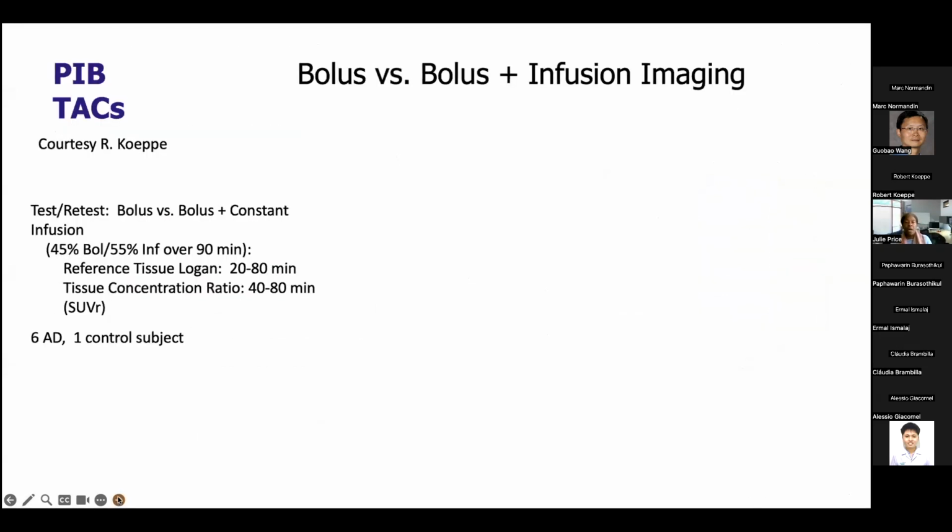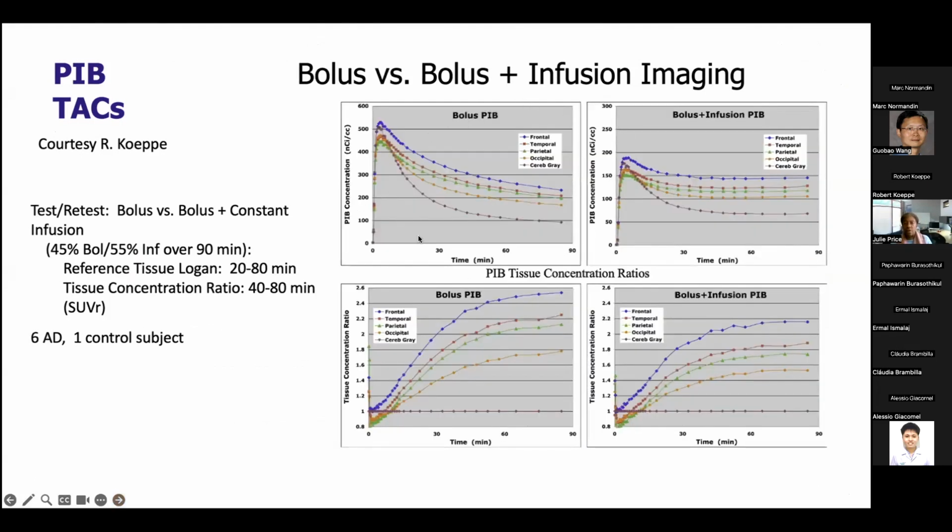So I just wanted to say something very quickly about bolus and infusion imaging. These are some slides provided by Dr. Koeppe. You can offset the clearance using an infusion protocol, where you prime with a bolus and then follow with an infusion. This is an example of graphs that he shared for PIB, where this is the bolus PIB. And this is what you can accomplish as long as the kinetics across the different regions are similar.